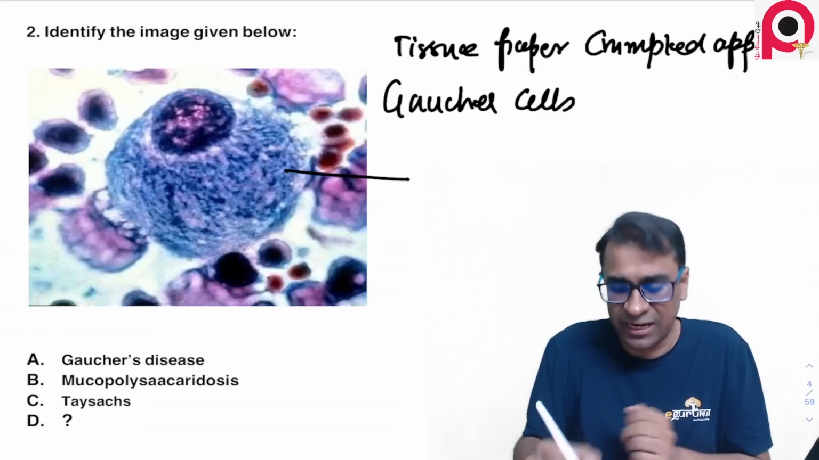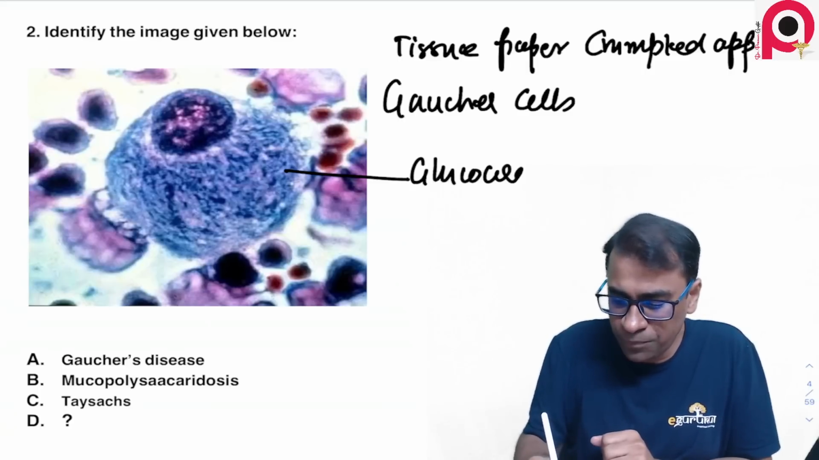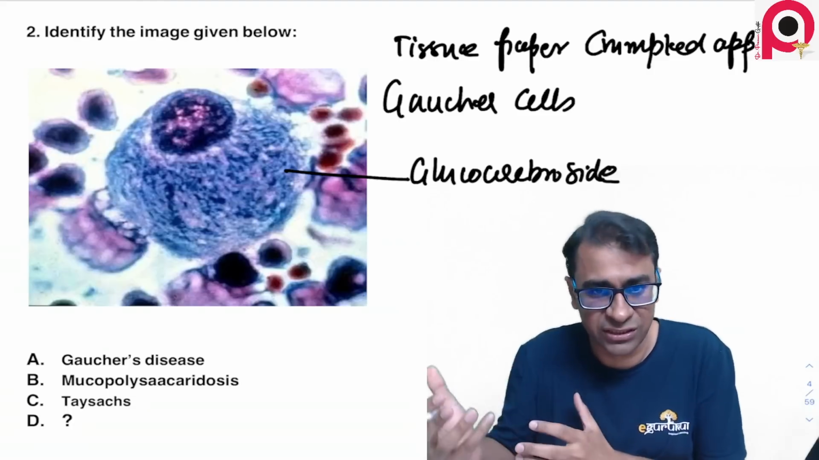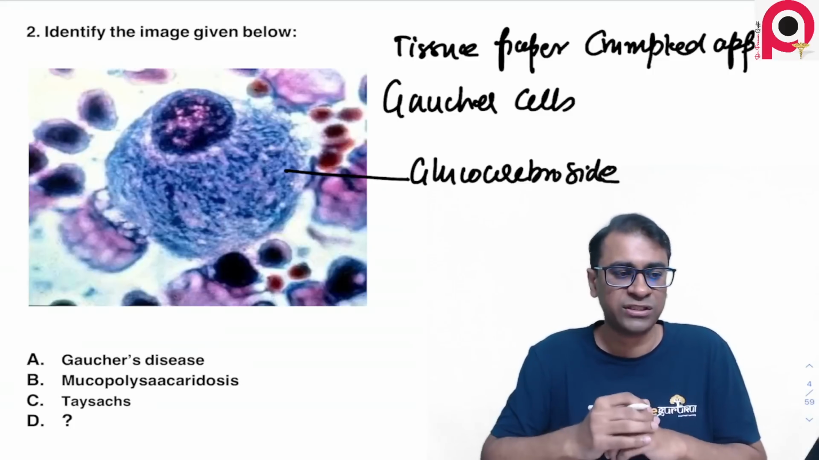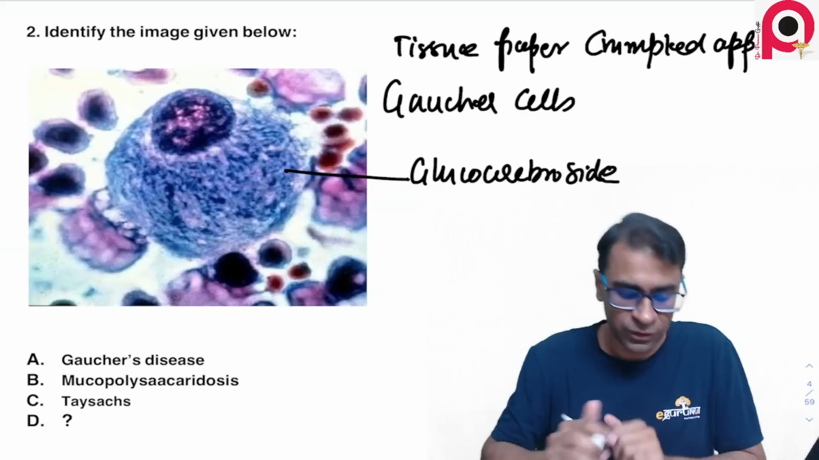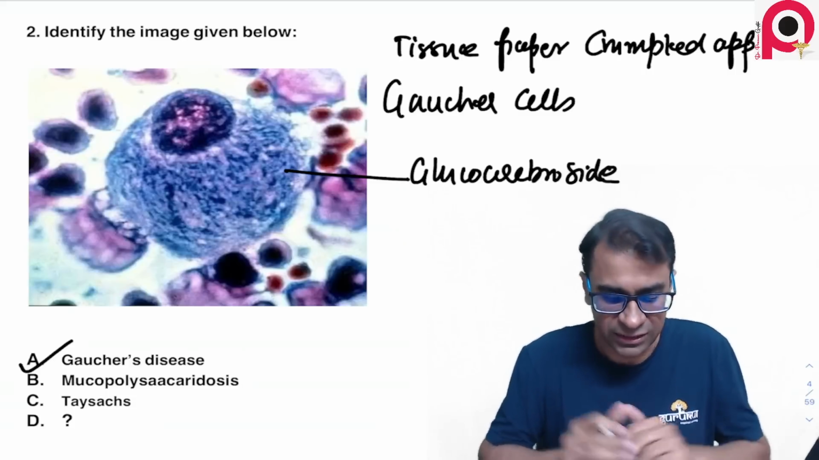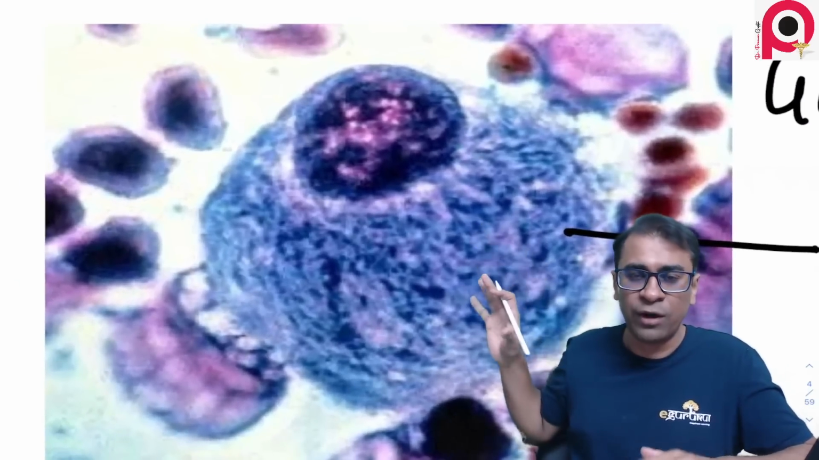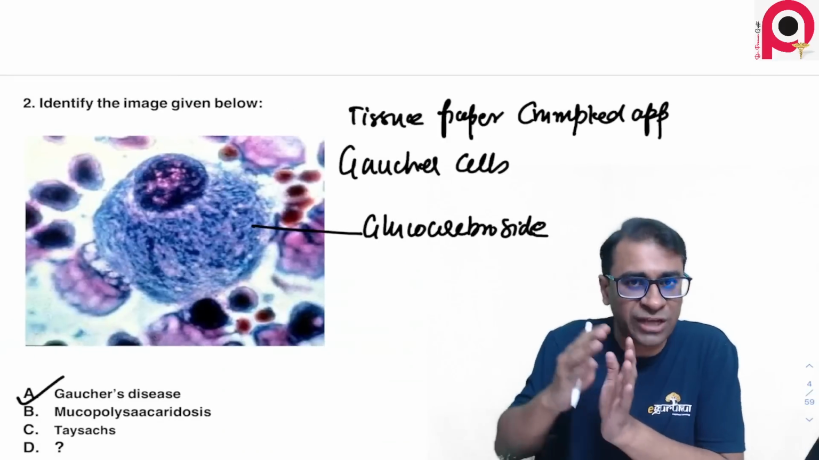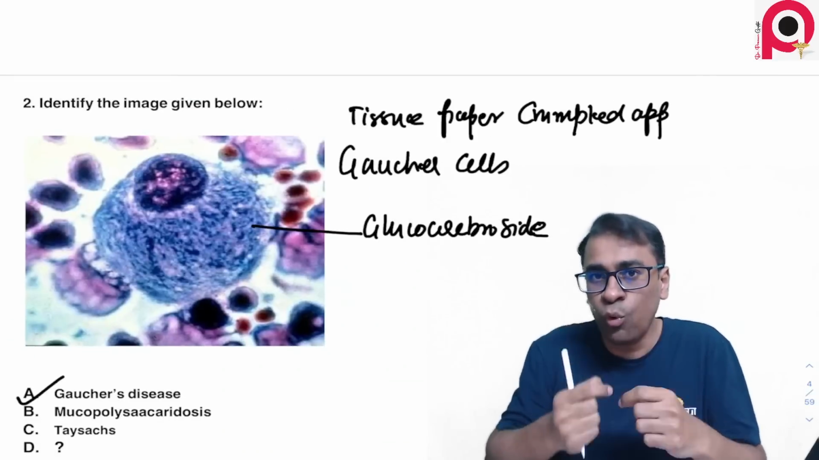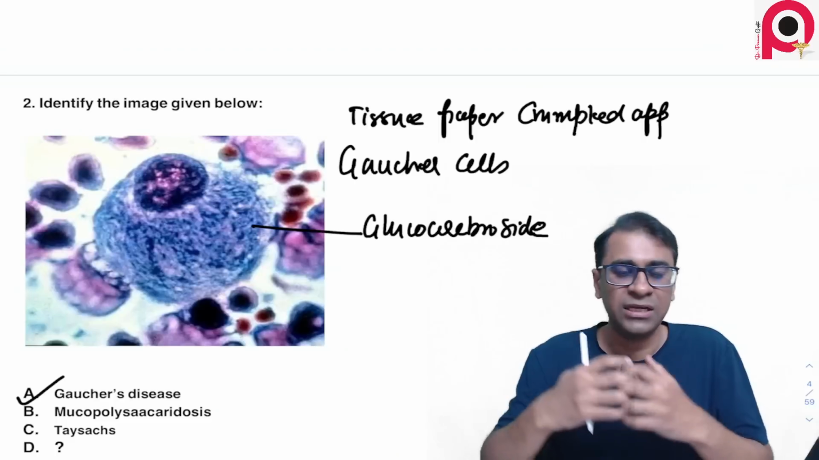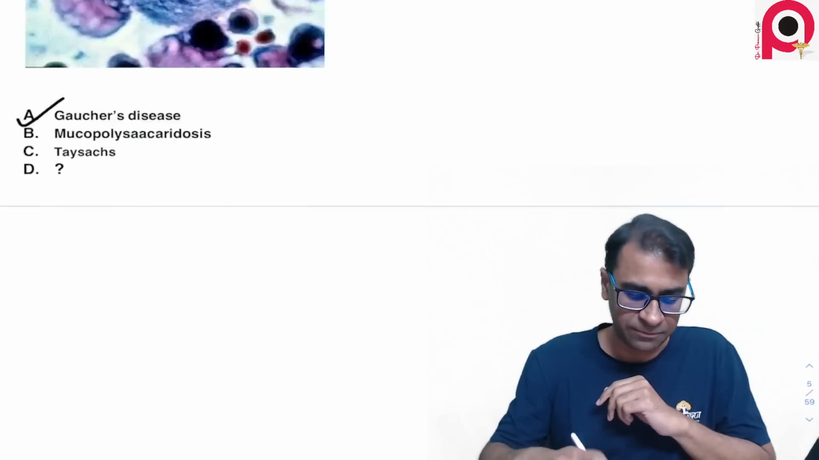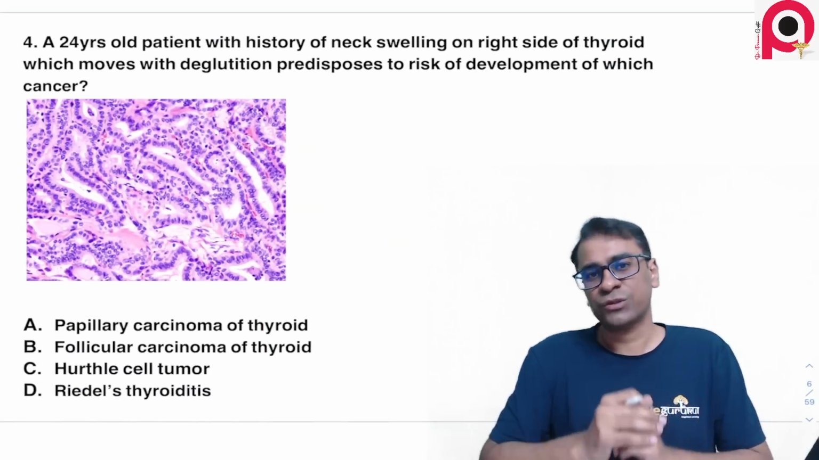And what is inside this, actually, it's full of glucocerebroside. Because of glucocerebrosidase deficiency, it is called glucocerebroside. It's also called sea-blue histiocyte. So the answer to this question is Gaucher disease. This is actually a macrophage of the bone marrow, and because of deficiency of glucocerebrosidase, the glucocerebroside deposits in the macrophage, and that gives a tissue paper crumpled appearance, and that is actually a feature of a Gaucher cell. I move to the next question.